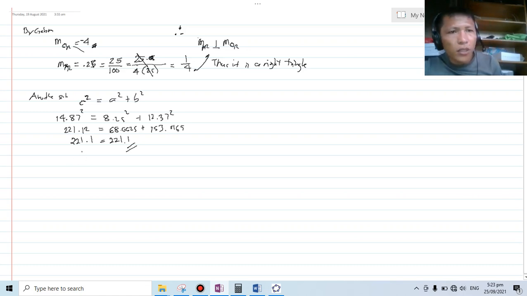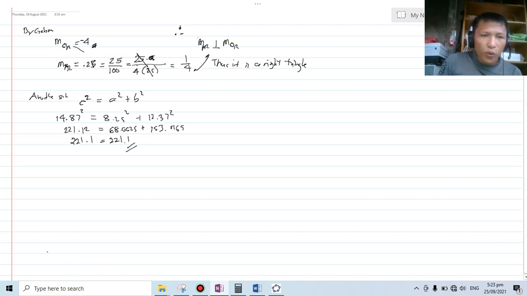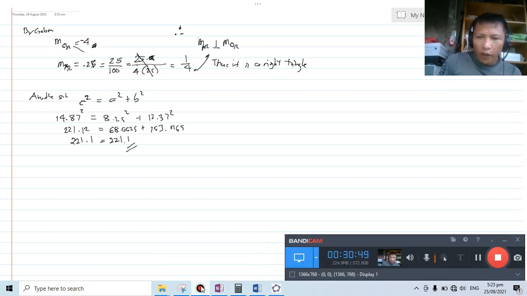Since they follow the Pythagorean theorem, therefore the three vertices form a right triangle. So those are the four solutions that I imitated here using GeoGebra.